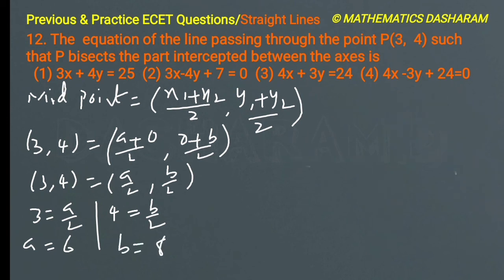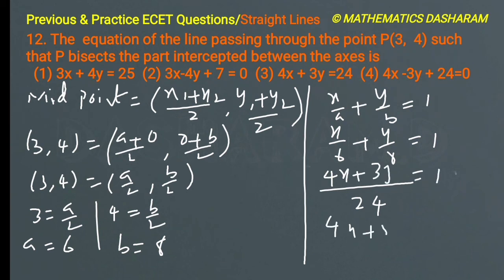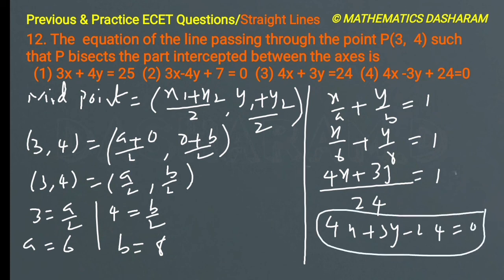So to find the required equation, use the two-intercept form x by a plus y by b equals 1. So x by 6 plus y by 8 equals 1. The LCM of 6, 8 is 24. 24 in 6 table 4. So 4x plus 8 3s are 24, 3y equals 24. So 4x plus 3y minus 24 equals 0 is the required equation. So which option is correct here? Option 3 is correct.